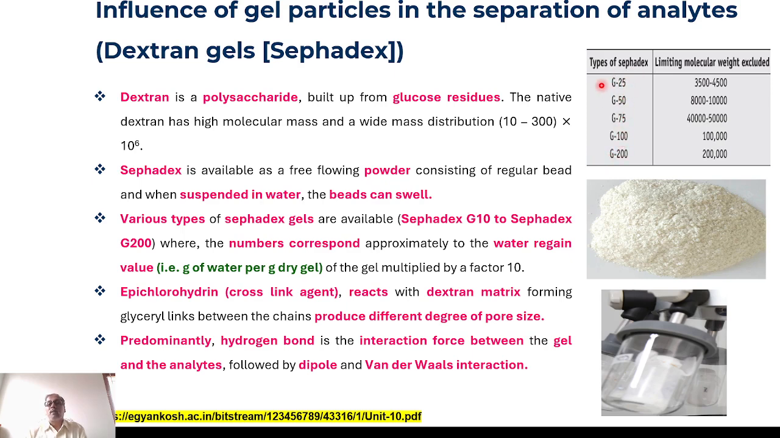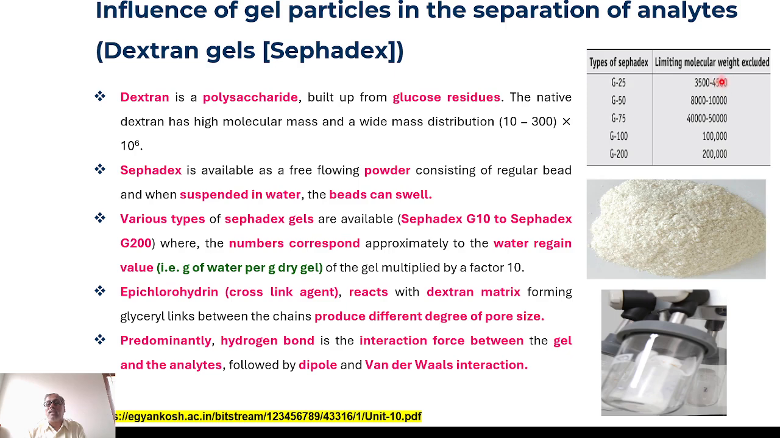Now you can see the pore size of G25 is very small because it allows only proteins up to 4.5 kilodalton, whereas G200 can allow protein molecules up to 200 kilodalton. So the pore size is larger for G200 and smaller for G25. For G200 you use a lower concentration of epichlorohydrin, so the pore size will be larger. Whereas in G25 you have to increase the concentration of epichlorohydrin, so the pore size will be smaller.